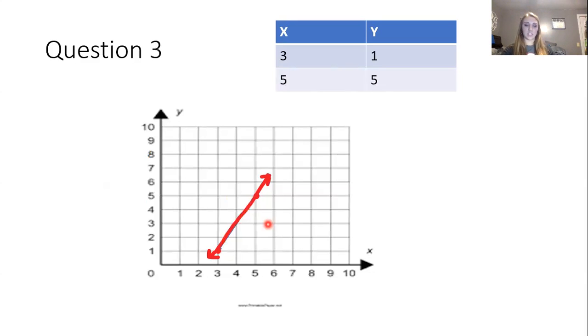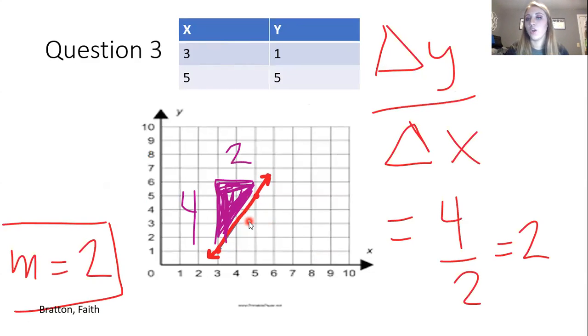So we know that this line is straight going up, and we have plotted it here: 3, 1 and 5, 5. To find the slope, we use rise over run, which is the change in y over the change in x. We rise from this point until we get even with the other one. So we go 1, 2, 3, 4. Put the 4 here. Then we go over 2. So 4 over 2 equals 2. So slope equals 2. That was pretty easy.